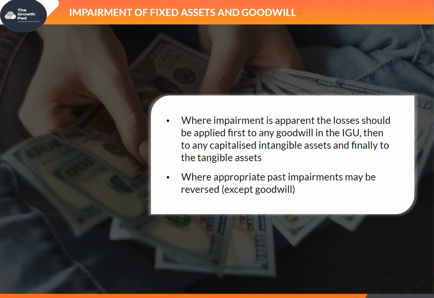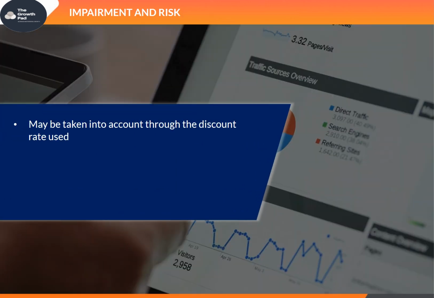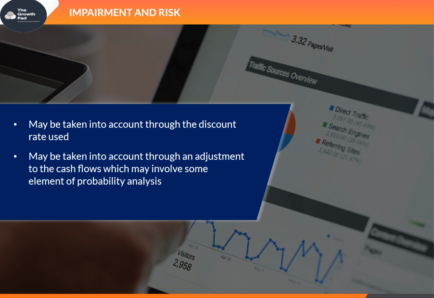Where appropriate, past impairments may be reversed, except for goodwill. Risk may be taken into account through the discount rate used. It may also be taken into account through an adjustment to the cash flows, which may involve some element of probability analysis. Tax will also affect the discount rate or cash flows.